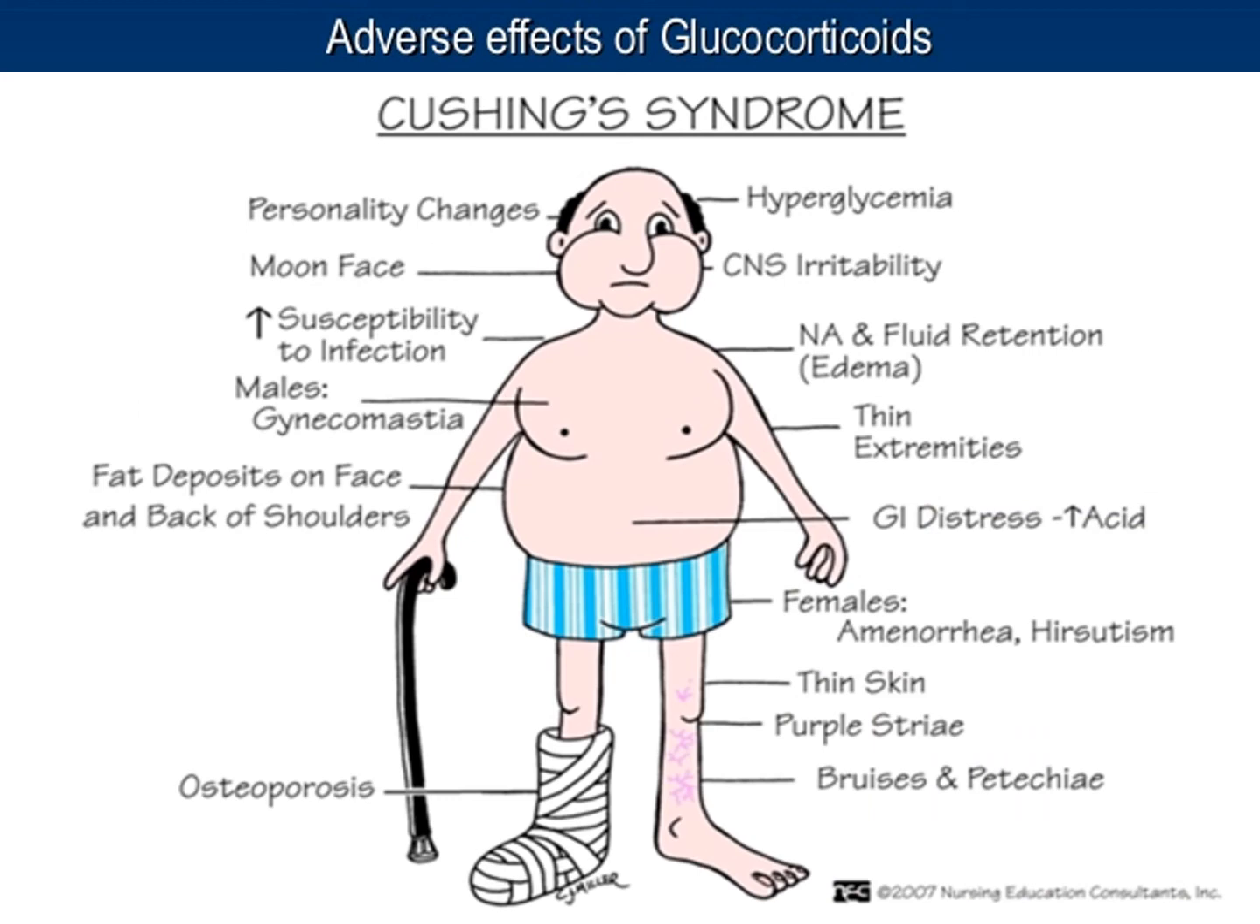These are some signs and symptoms of Cushing syndrome. As you can all see, overall, the puffy face and hyperglycemia, CNS irritability, moon face, sodium and fluid retention, and the important thing, you can see the person is experiencing fracture, osteoporosis, and you can see the truncal obesity, the fat deposits on the face and the back of the neck.